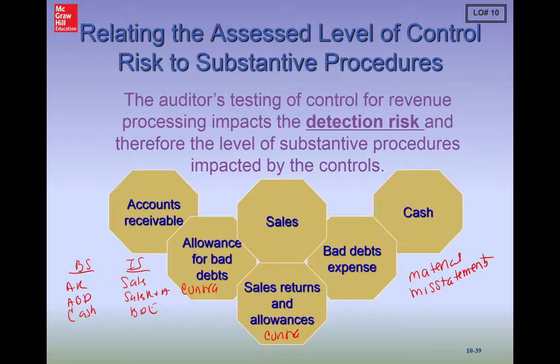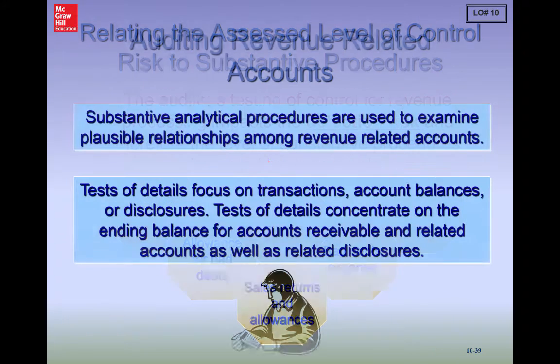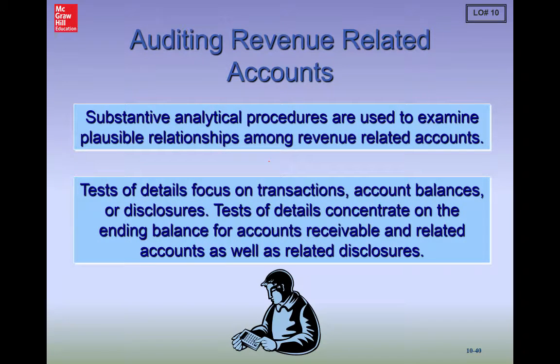So as I mentioned, usually if your balance sheet is clean, your P&L is clean. As you can see, since we do have a double entry accounting system, it works out really nicely for us. So let's talk about now auditing revenue as it relates to all the related accounts.